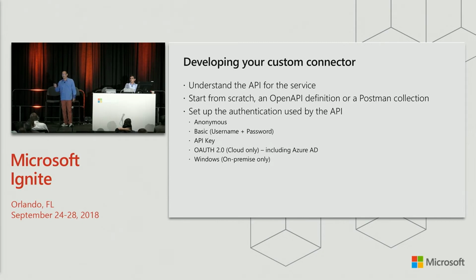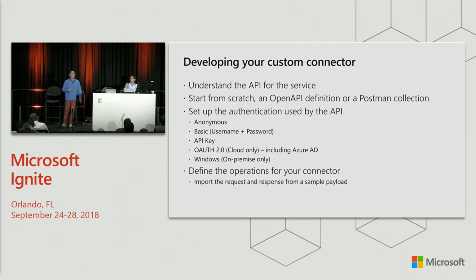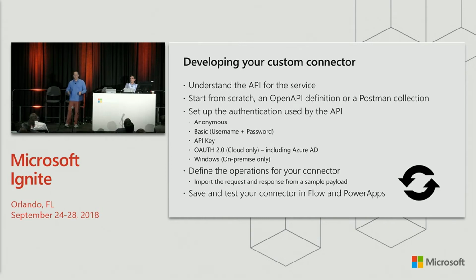And then you define the operations. You start adding the operations. If you have already defined them in your OpenAPI definition, that's fine, but you can also use our UI to define the operations as I showed. And then you save and test your connector, and you repeat this over and over again. So this is how you build connectors, basically.